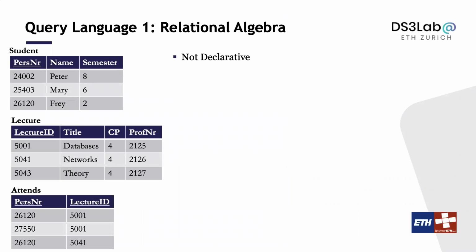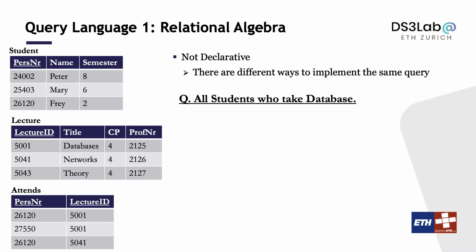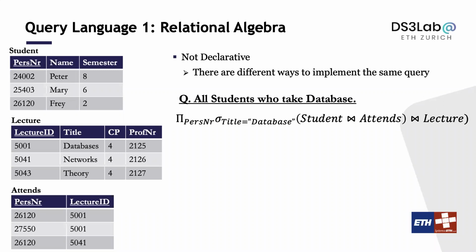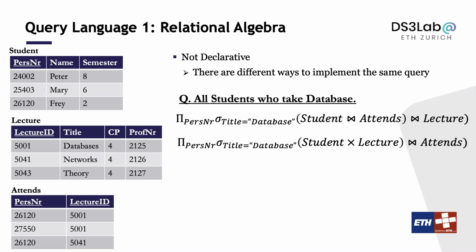This is the first query language that we have been looking at, relational algebra. It's not declarative. If you think about why, there are different ways to implement the same query. For example, if you want to find all students who take database, I could just do the natural join. But another way, I could do a cross product between student and lecture, then use the cross product result to do a natural join with the terms, and then do the selection. This gives me the same thing.